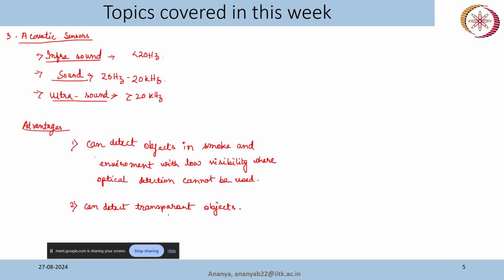Visible light cannot be used to detect transparent objects because it will not reflect back, or the transmission will not change. Ideally the transmission through a transparent object for visible light will be 100%. So visible light cannot be used for detection of transparent objects, whereas acoustic sensors can be used. Now the different sensing mechanisms used in acoustic sensors are typically either resistive type or capacitive type.